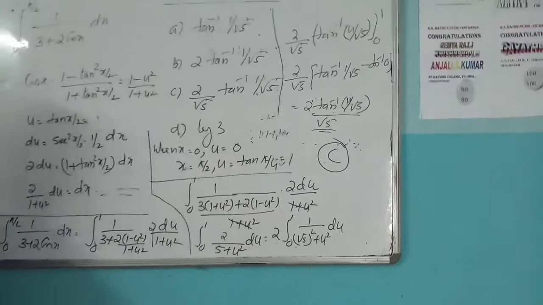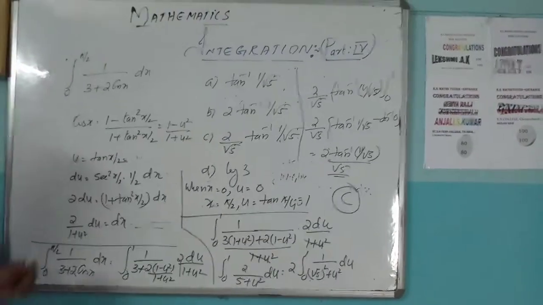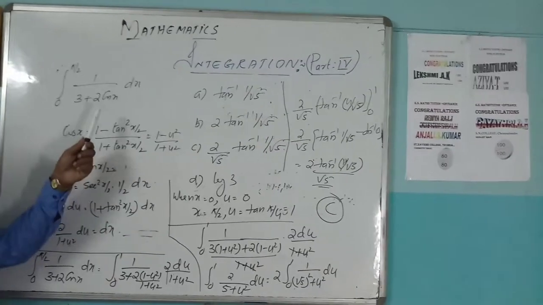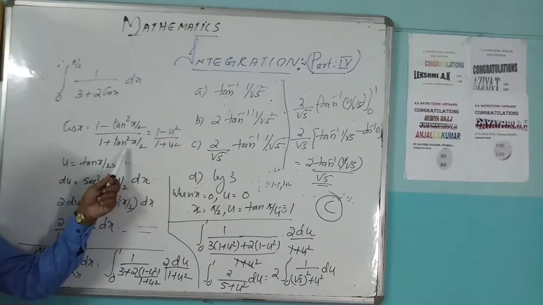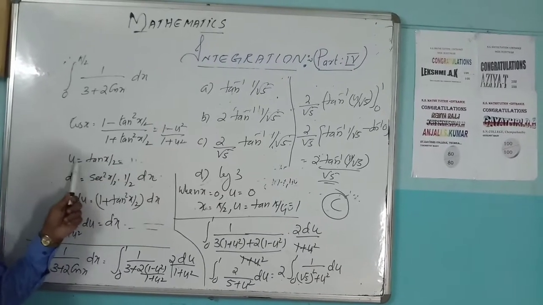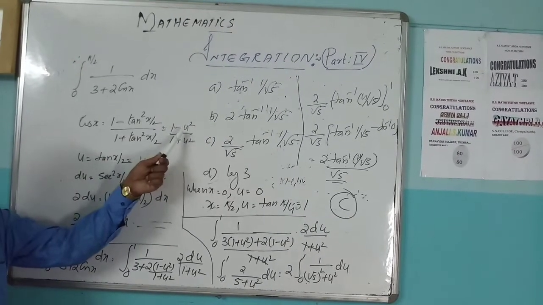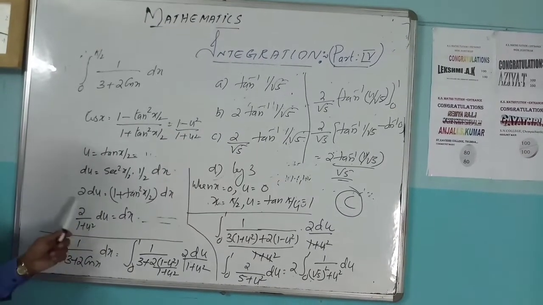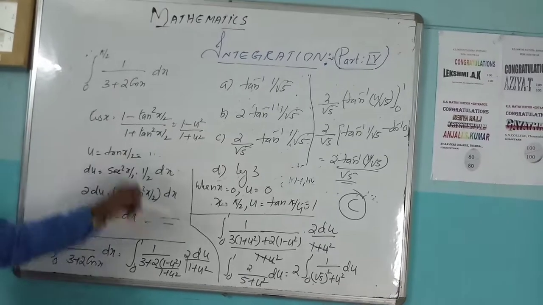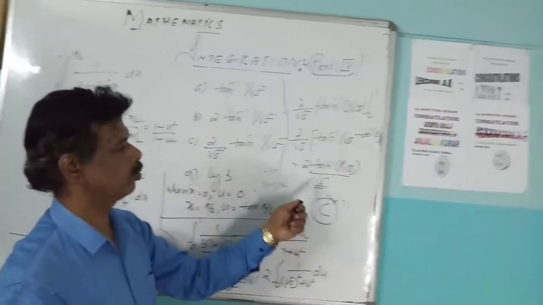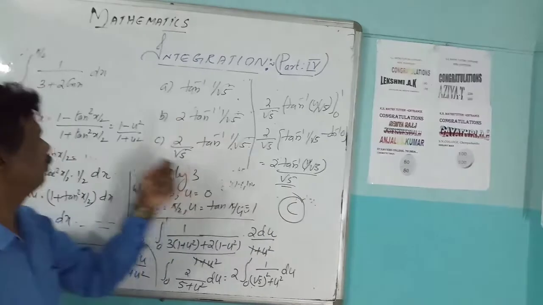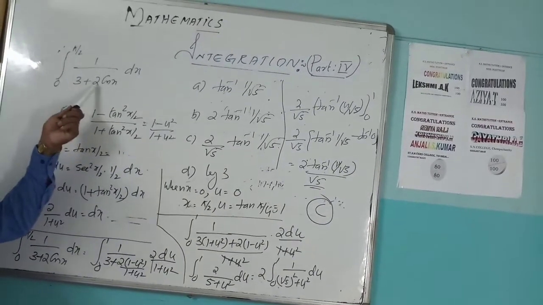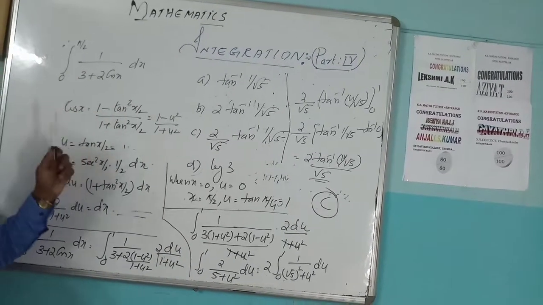But here, for integrating this function, we have to substitute cos x equal to 1 minus tan square x by 2 over 1 plus tan square x by 2, where u equal to tan x by 2. Then cos x becomes 1 minus u square by 1 plus u square. Substitute the limit and integrate the function, then we get the result 2 by root 5 into tan inverse of 1 by root 5. If it is sin x, we have to write 2 tan x by 2 by 1 plus tan square x by 2.